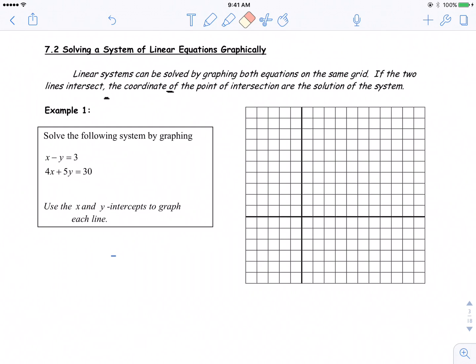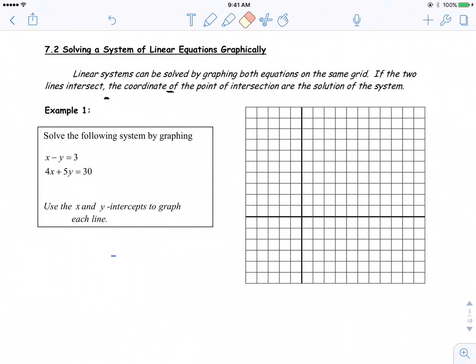That coordinate point where those two lines intersect would be a solution to the system, which means if we took those coordinate values and put them into both equations, it would satisfy both equations. So let's have a look at our example here.